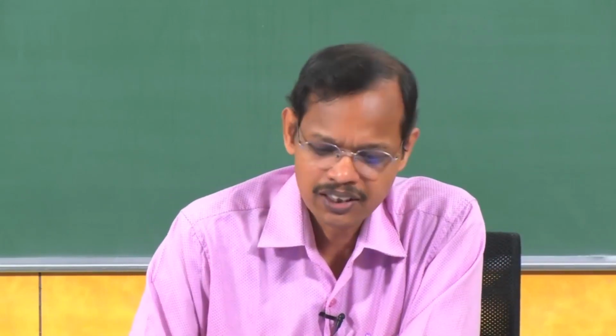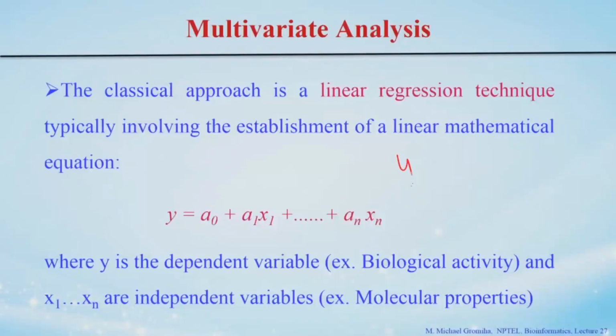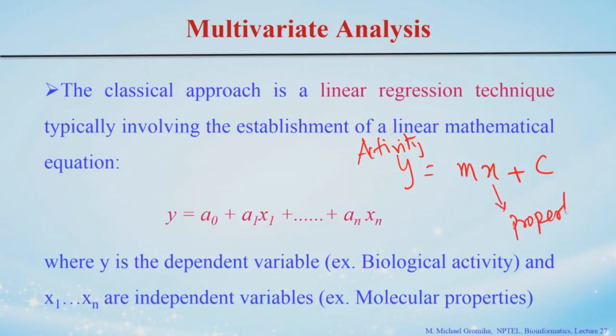So, the classical approach, as we know, is the linear regression technique. For example, if we have only one variable, you can easily do y equal to mx plus c. So, what is y? The dependent variable, this is the biological activity. And x is any property. What is m? m is the slope and c is the constant.